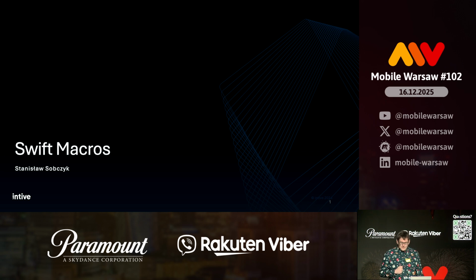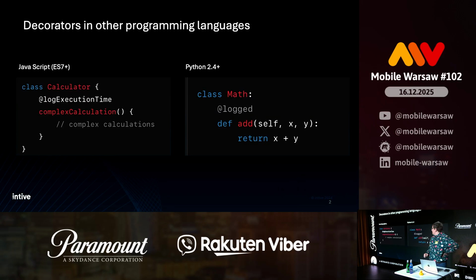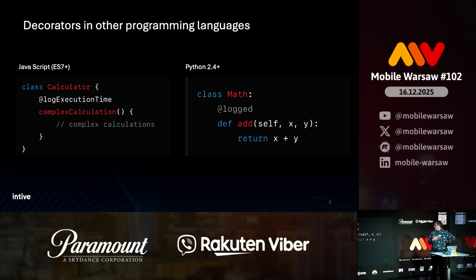So my goal is simple. Swift macros should be less magical for you, more predictable, and I believe you could use them in your daily Swift development.